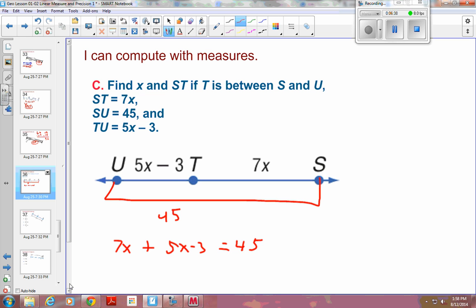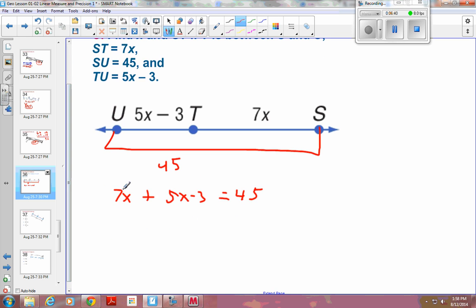From there, you're back to a pre-algebra question. 7x plus 5x, 7 plus 5 is 12x, minus 3 equals 45. So combining your like terms first. Then you have to isolate the variable, so you get rid of the subtracting 3, so you add 3 to both sides.